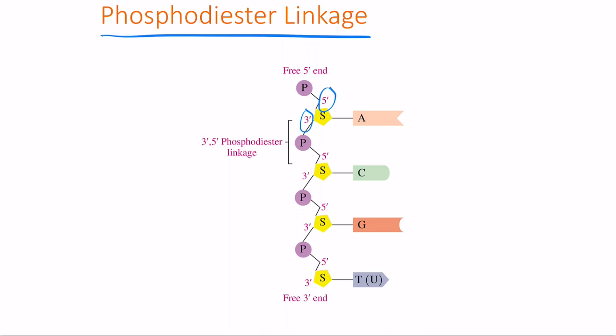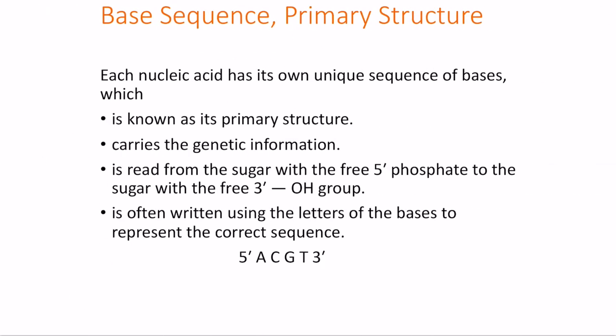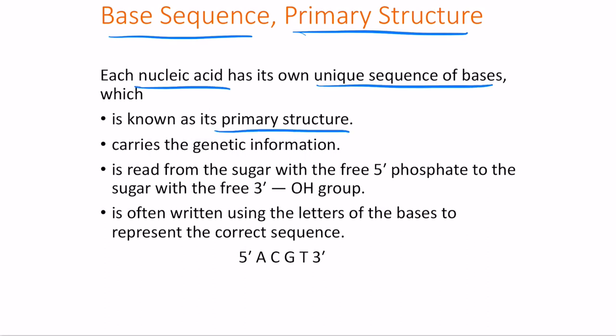It's always remembered that at one end you have a free 5 prime end and at the other end you have a free 3 prime end. Whenever we write DNA structures, we always write from 5 prime to 3 prime. The base sequence here is the primary structure. Each nucleic acid has its own unique sequence of bases, which is known as its primary structure, and this is what carries the genetic information.